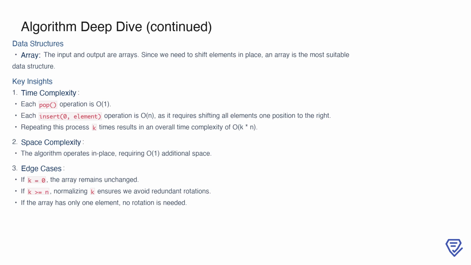Additionally, it's important to account for edge cases. If k equals 0, the array remains unchanged. If k is greater than or equal to n, normalizing k ensures that we avoid unnecessary rotations. Finally, if the array has only one element, no rotation is required, as the array will remain the same.